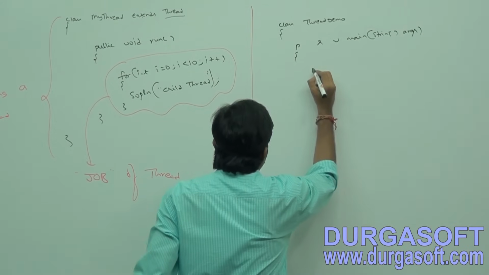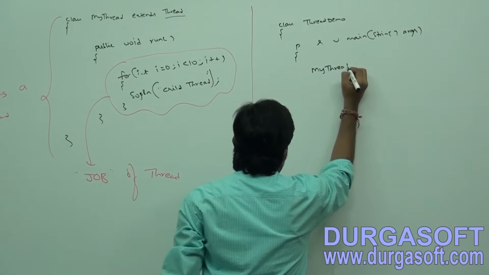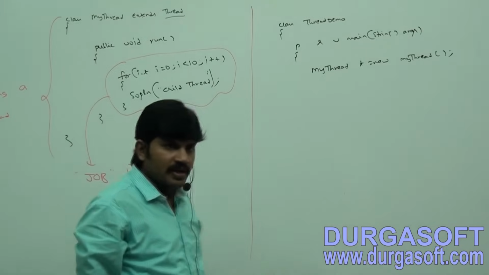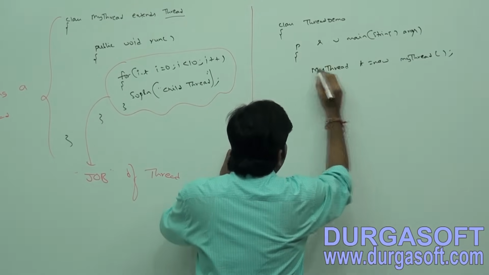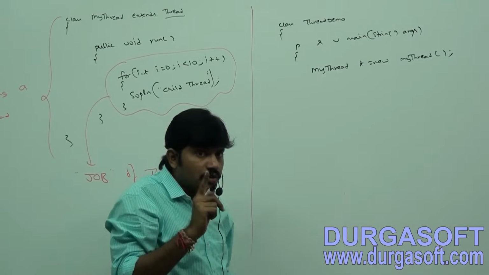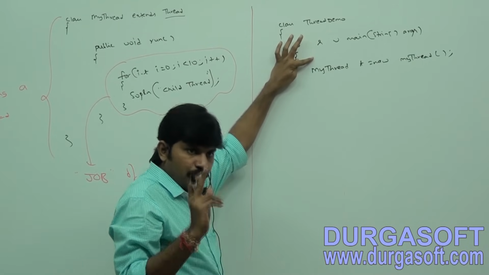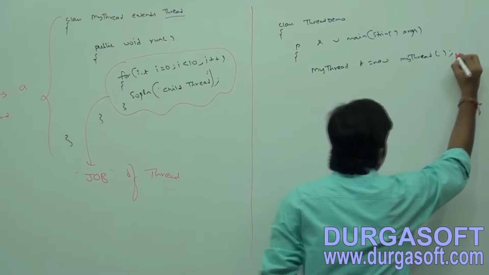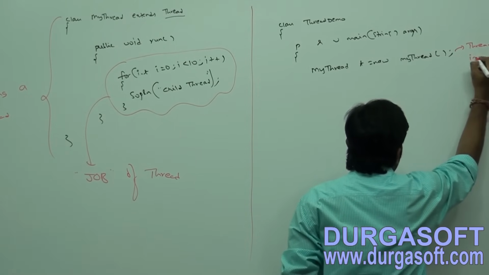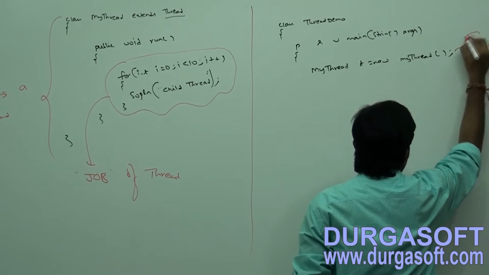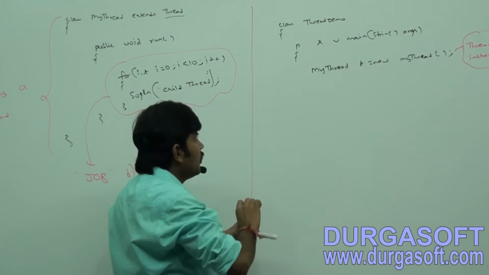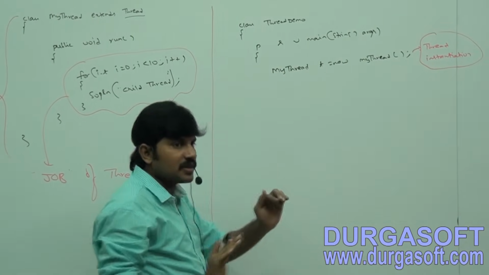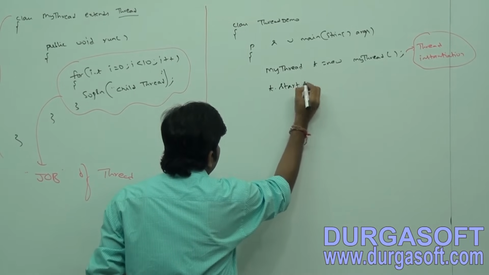Let's create the child thread object. What is the code? MyThread t = new MyThread(); This line is executed by which thread? The main thread. Observe the words: here one thread is there, the main thread. The main thread creates a child thread object. This line is called thread instantiation. I am creating a thread object. So the main thread creates a child thread object, and then t.start().